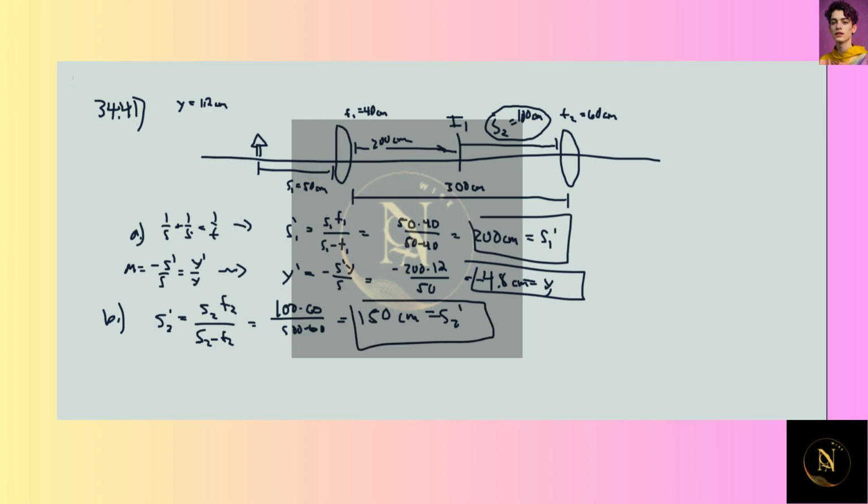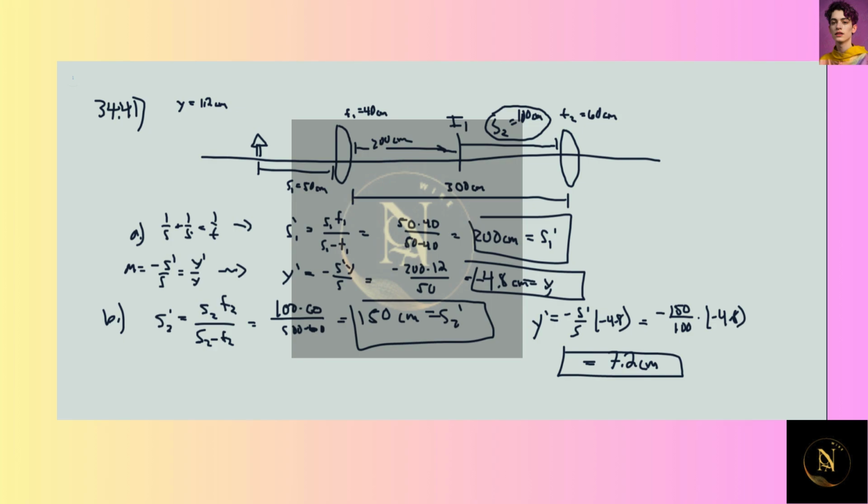Now we just have to find the height of the last image. Again, we can use this equation, but we have to use the height of the image before, which was negative 4.8 for y. So this is negative 150 over 100 times negative 4.8. If we plug all that in, we see that this is 7.2 centimeters. So our final image is 7.2 centimeters.